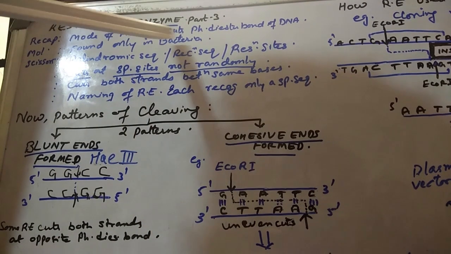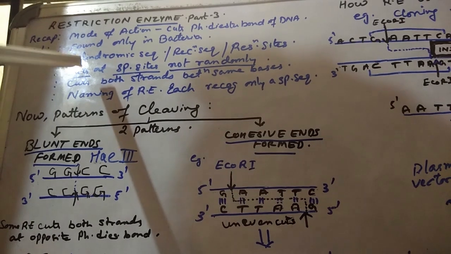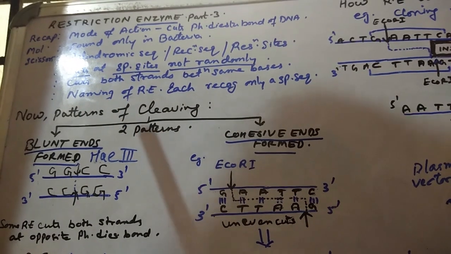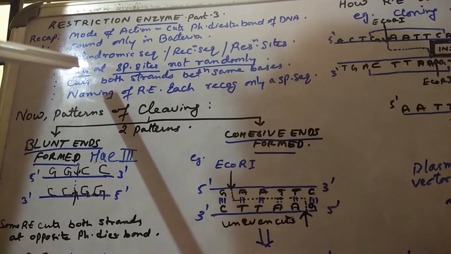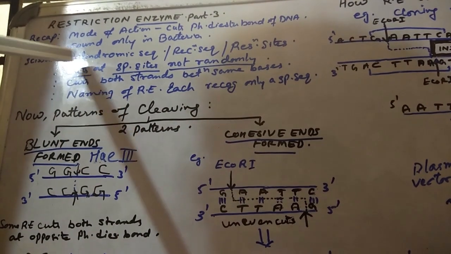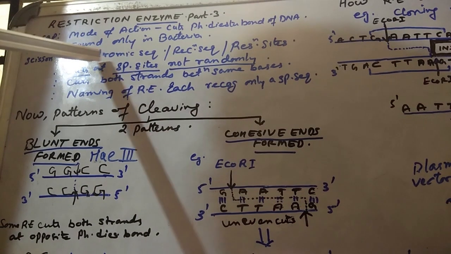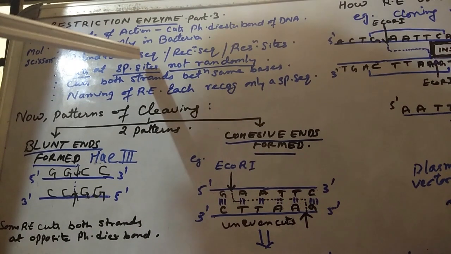They are found only in bacteria. So from the very first restriction enzyme to so many found now, they are all obtained from bacteria. They have it naturally in their system as a defense mechanism. We discussed this. We discussed the sequence which it recognizes.